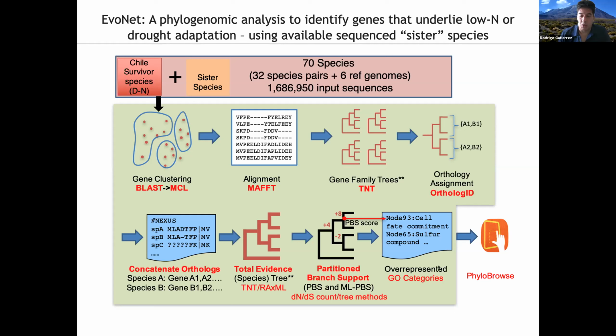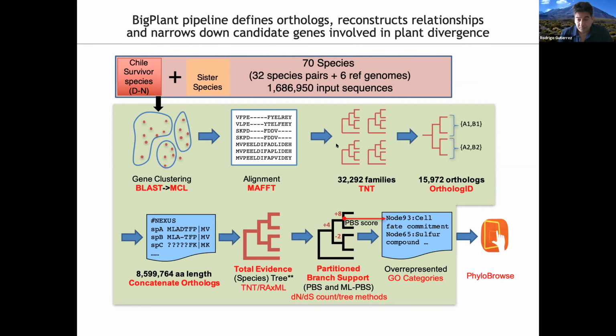And for example, as I'll show, try to identify evolutionary evidence for selection, for example, for positive selection. And then by looking at the genes, we can look at biological processes using gene ontology categories, for example. So we have 32,292 families, 15,972 orthologs, and approximately 8.5 million amino acids.